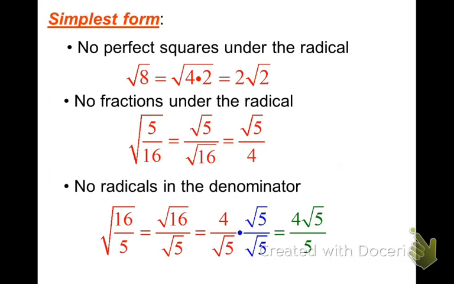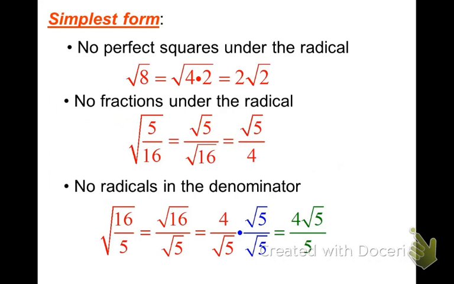Well, you can't leave a radical in the denominator of your answer. So in order to simplify that, we're going to multiply by 1. In this case, the form of 1 is radical 5 over radical 5. The reason that we choose that is that in the denominator, radical 5 times radical 5 is equal to 5, because radical 5 times radical 5 is the square root of 25, and the square root of 25 is 5.